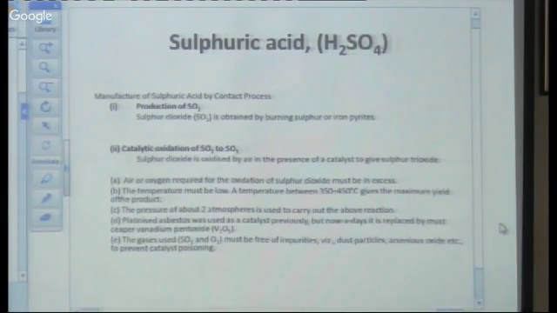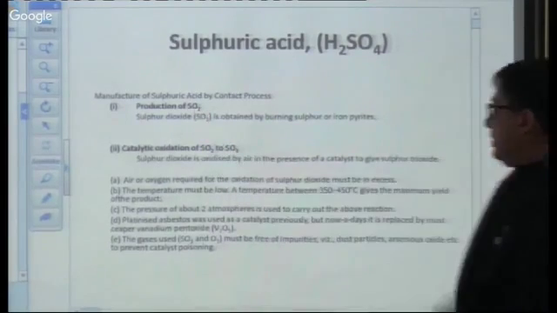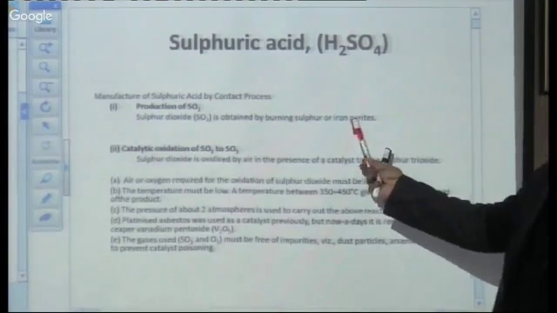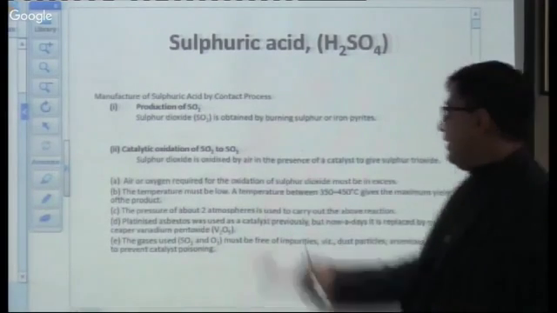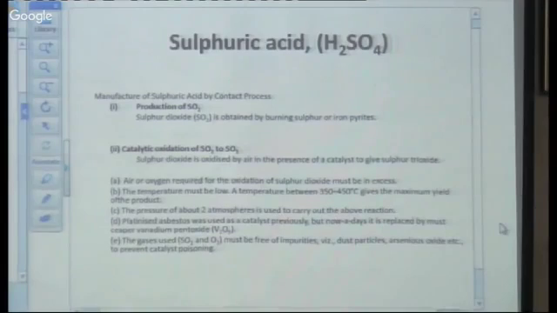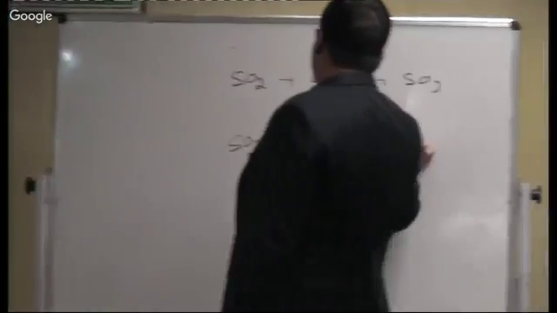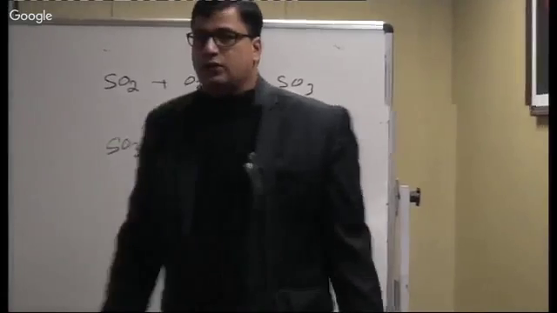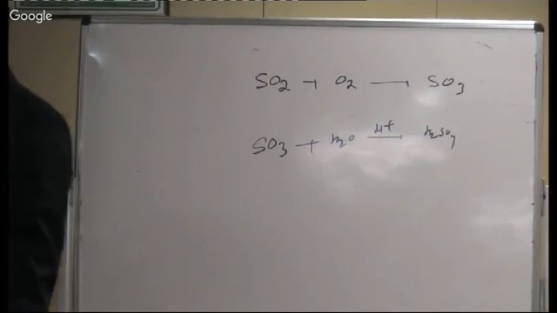So, there are a large number of methods of preparation which you have already done in the lab. Production of SO2: sulfur dioxide can be obtained from iron pyrite, if you have learned the metallurgy part. Second, catalytic oxidation: SO2 is treated with oxygen to give SO3, which upon hydrolysis with H2O in presence of H+ gives H2SO4. Is it clear? So these are the general methods of preparation you have to learn.